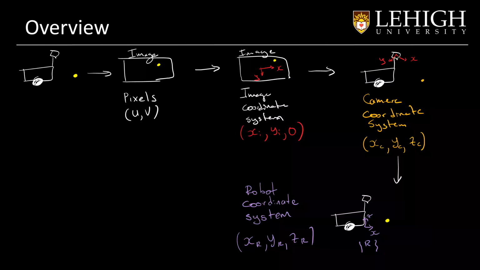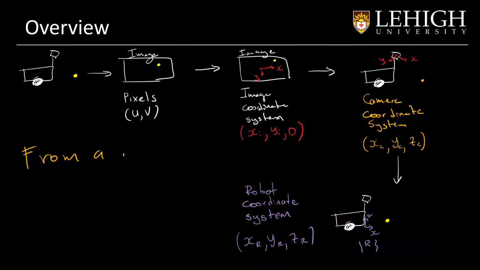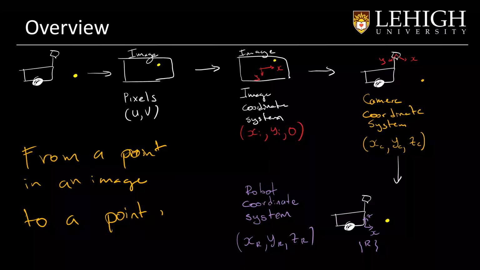I want to highlight that all this process and all what we do is like going from a point in an image that is simply a 2D point, and we combine the information of the ground and the image to obtain a point in the three-dimensional space that in this case will be represented in the robot frame.